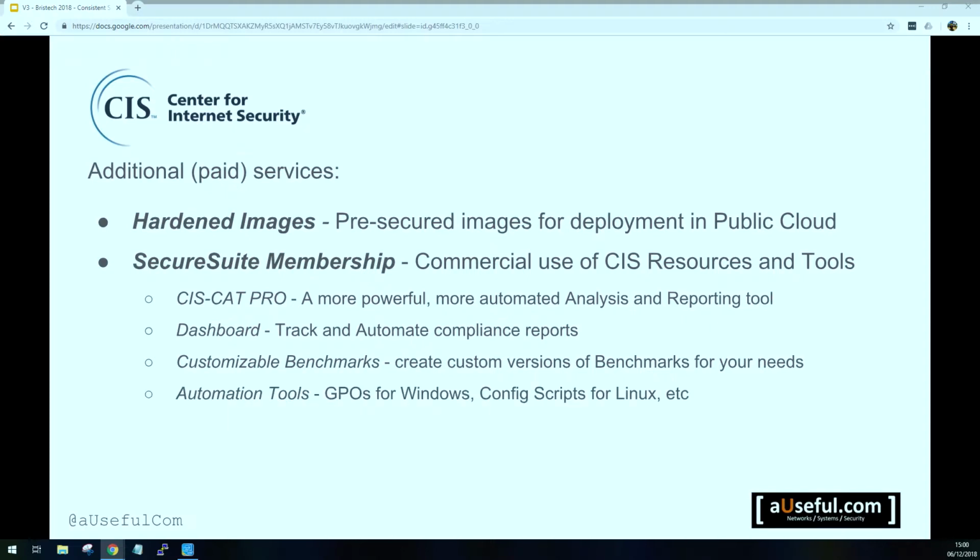Talking of automation, if you remember, you also get access to various automated remediation tools. So this is things like group policy objects, which will automatically apply CIS hardening to your Windows estate and manage through your Active Directory. Or for Linux, then there's configuration scripts, I believe also for Mac OS now as well.